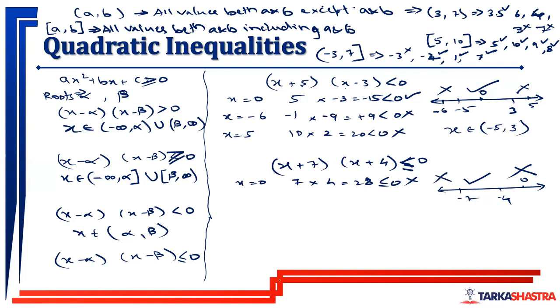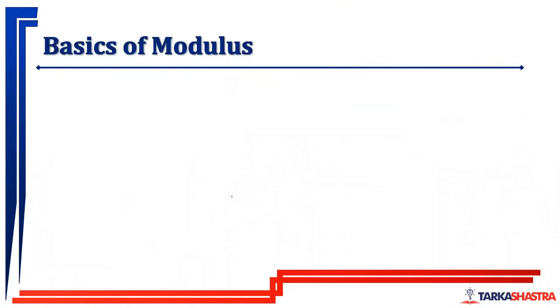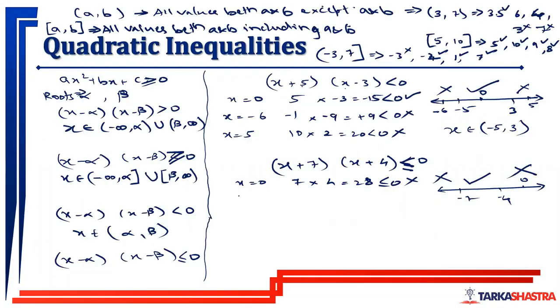Okay, now try for the other values. So let us say if we put x is equal to minus 8. Minus 8 plus 7 is minus 1, into minus 8 plus 4 is minus 4, which is positive 4. Is it less than equal to 0? No. So this range will not.